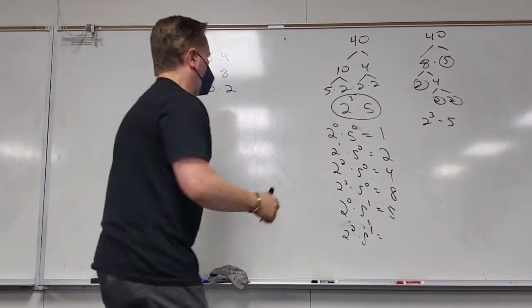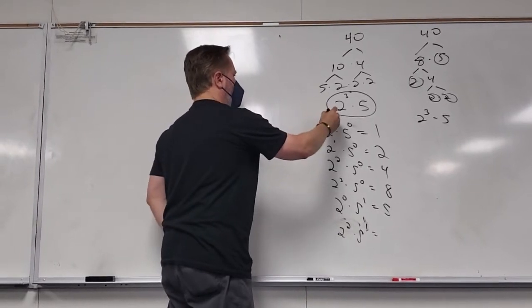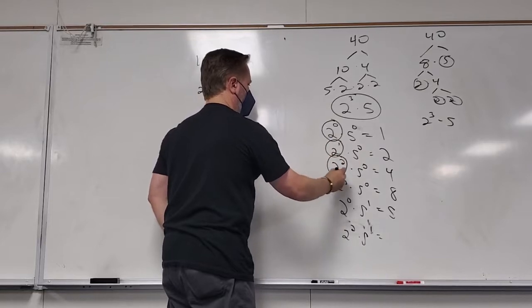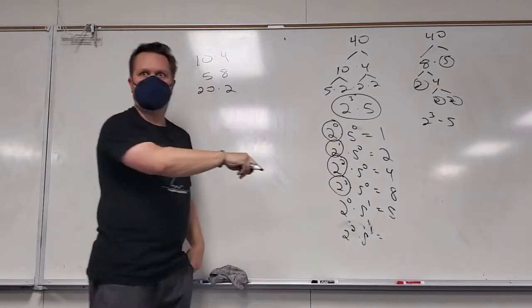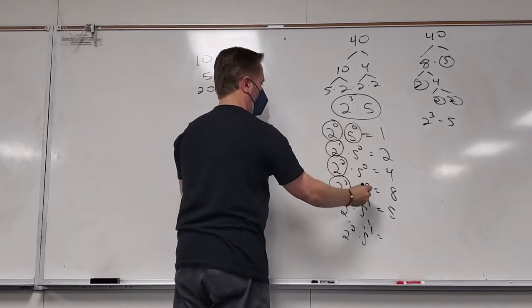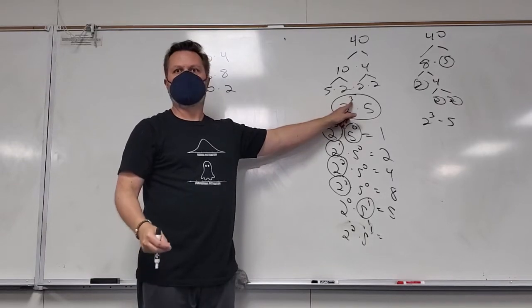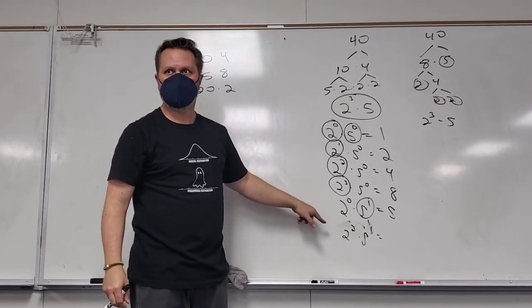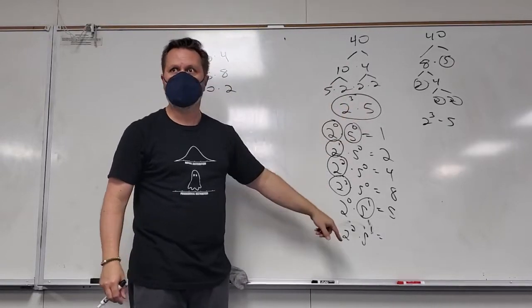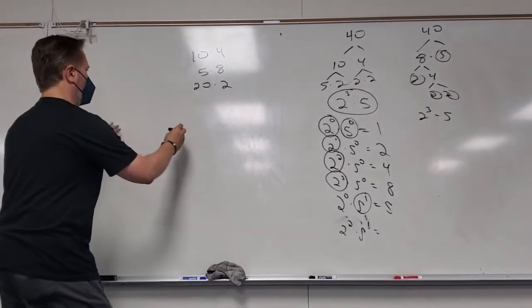So, how many options do I have for the 2 spot? Don't I have 3 options? Or I'm sorry, 4 options, right? And how many options do I have for the 5 spot? 2, right? So what was the power on the 2? 3. But I had how many options? 4. What's the power on the 5? 1. How many options, though? 2. So if I have 4 options, let's see if you guys are cool.